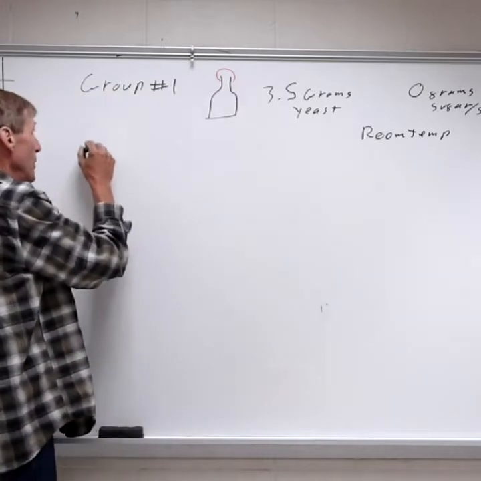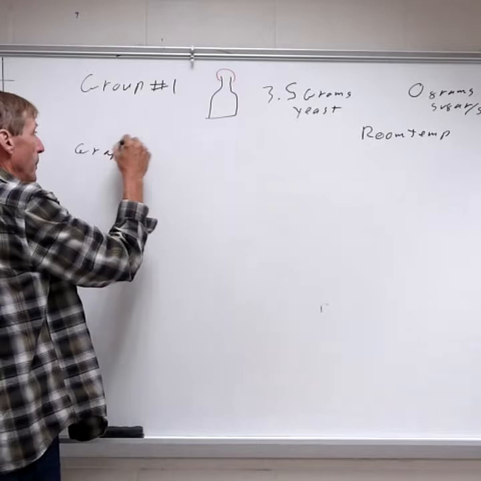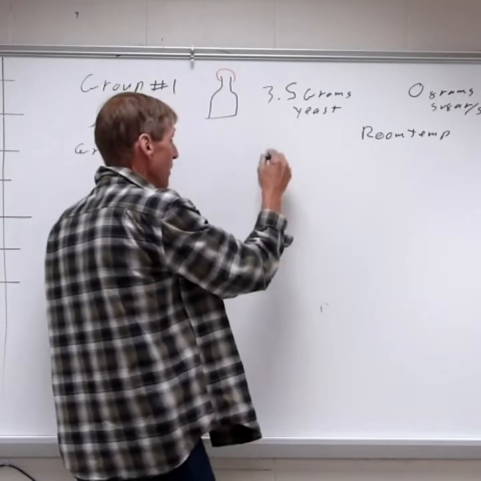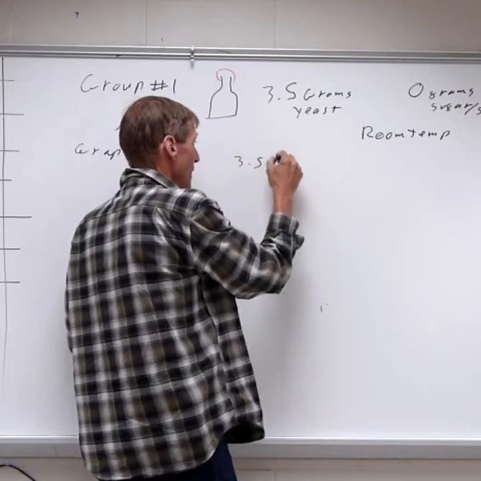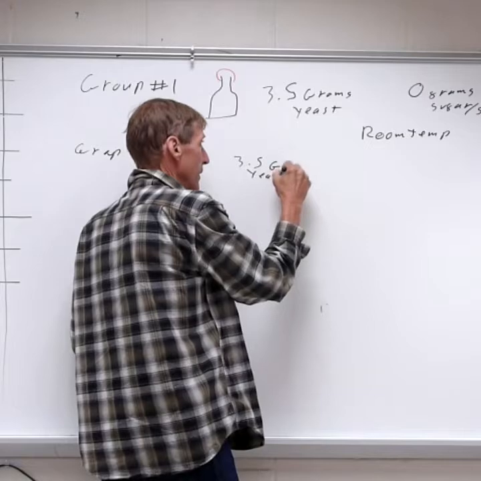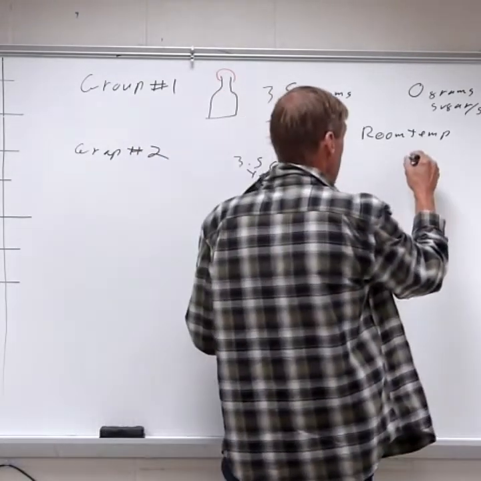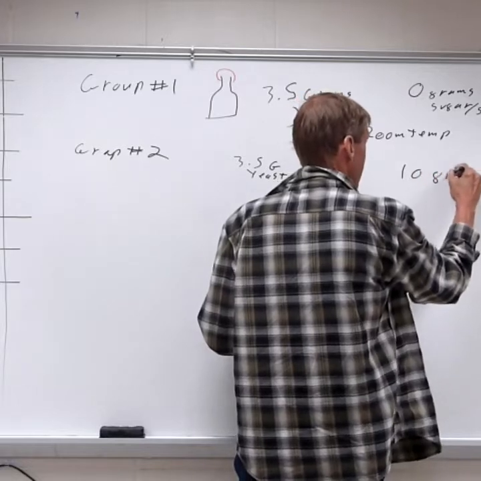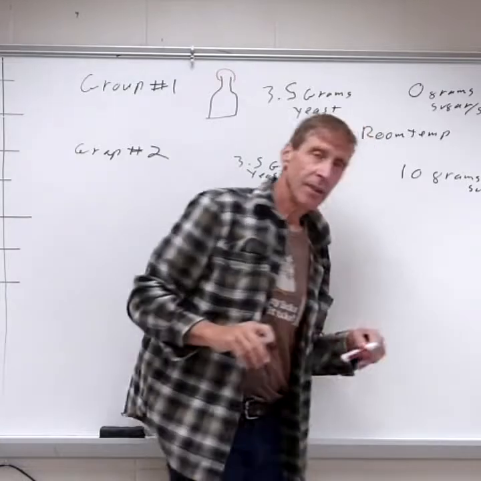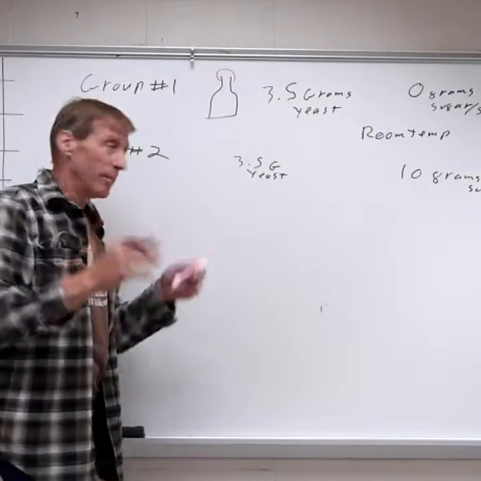Flask number 2, or what we call group 2. Set up the same thing. I'm going to take a flask and put in 3.5 grams of yeast. But this time I'm going to add some sucrose, some sugar. It'll be 10 grams of sugar. So that's the second flask. Set it up, mix it up, put a balloon on it.